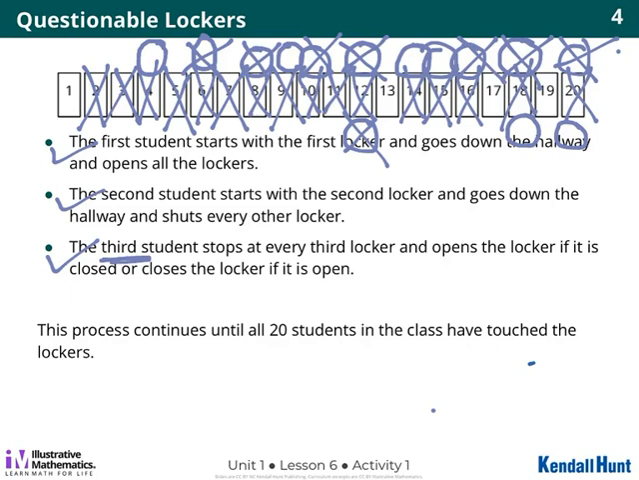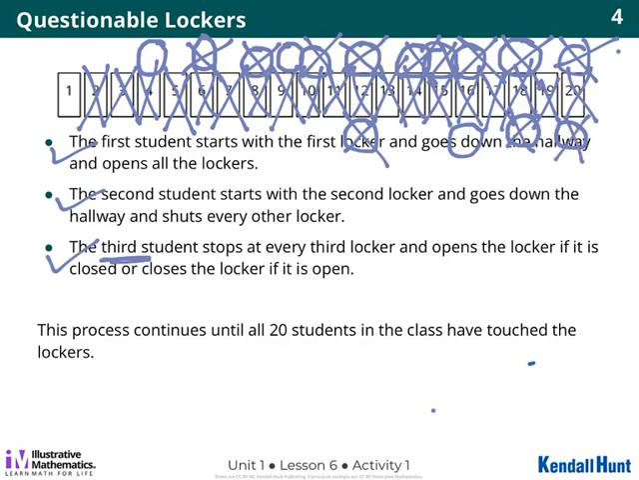So 13's open. What do I need to do? Close. And if I'm counting by 13s, 26 is off of here, right? So then I go to 14. Close 14. Is there any more multiples of 14? No. Go to 15 and I close it. Nope. 16 I need to open. Any more multiples of 16? 17 I need to. Any more multiples of 17? 18 I need to. Any more multiples of 18? 19 I need to. And 20 I need to.